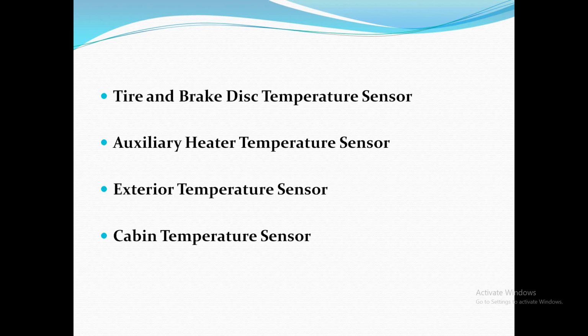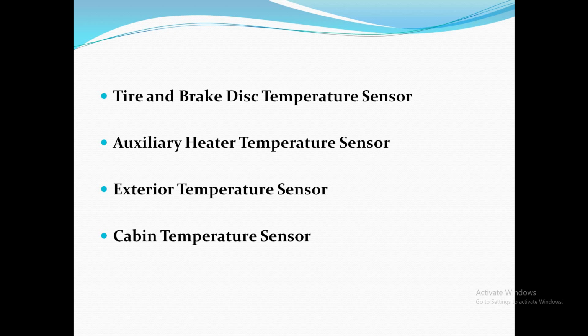Next is the tire and brake disc temperature sensor. These sensors are usually located in an area around the tire envelope, where the sensor can view the radiation emitted by either the tire or the brake disc. Since direct contact with these elements is not desirable, infrared temperature sensors are usually employed. Next is the auxiliary heater temperature sensor. Some auxiliary systems such as seat heaters that may be installed in certain vehicles will also have an associated temperature sensor to accompany them. These sensors provide feedback necessary to control these systems.